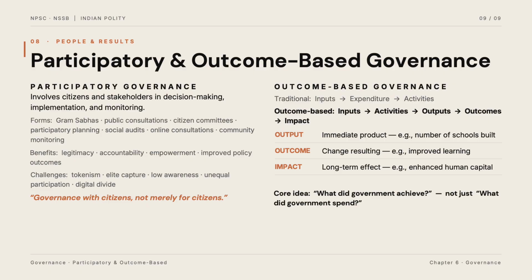Okay. So for example, output is the immediate product, for example, the number of schools; outcome is the changing results, improved learning. So output: a contractor has built a school, right? That's the output of the money provided by the government. But the outcome is the value of the building, what has it brought to society? What outcome has it brought?